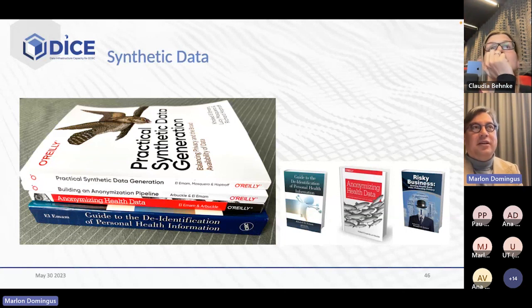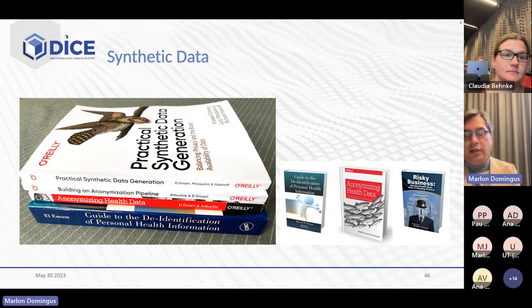Synthetic data and large steps through the field. So these are some of the books that are very interesting. There are other books also.